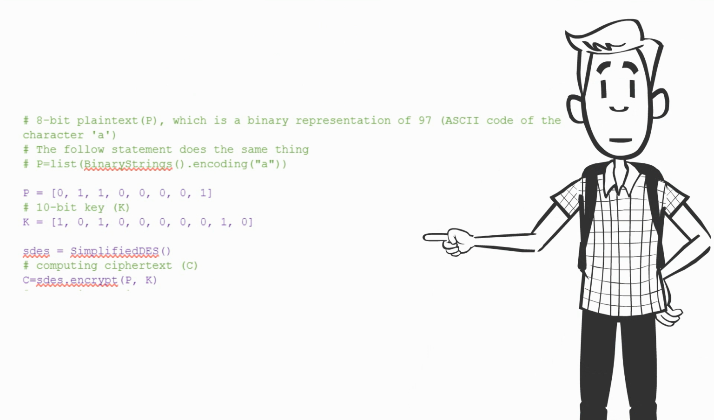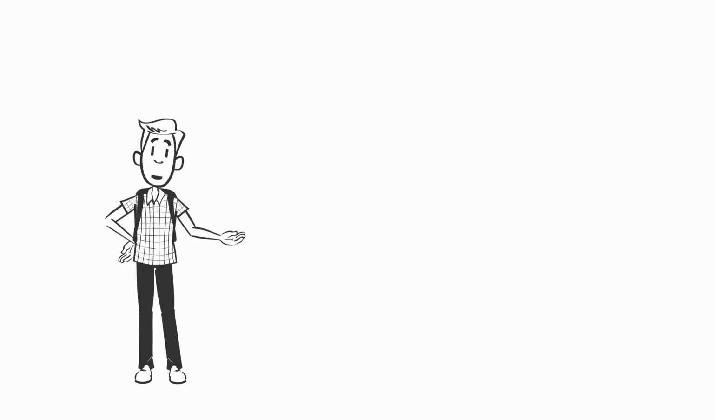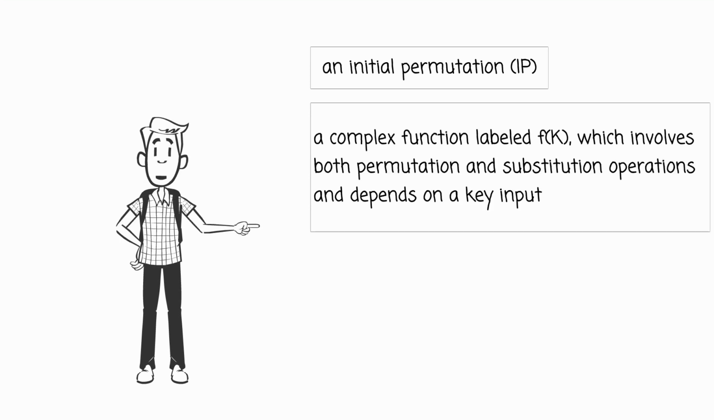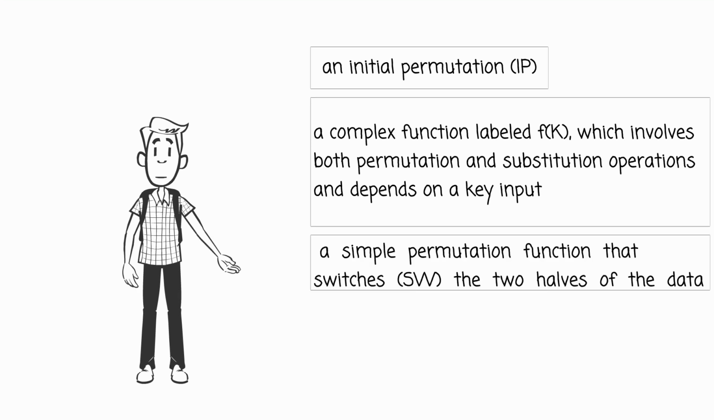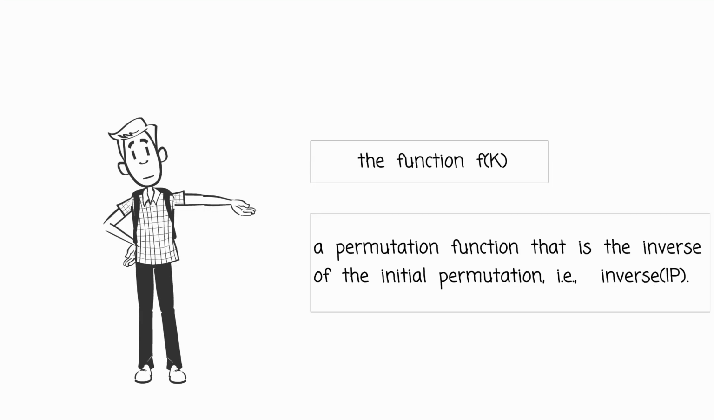The simplified DES uses 8-bit plaintext and a 10-bit key to produce an 8-bit ciphertext. The SDES encryption algorithm involves 5 functions. An initial permutation, IP. A complex function labeled f_K, which involves both permutation and substitution operations and depends on a key input. A simple permutation function that switches, SW, the two halves of the data. The function f_K again. And finally, a permutation function that is the inverse of the initial permutation, that is, inverse IP.